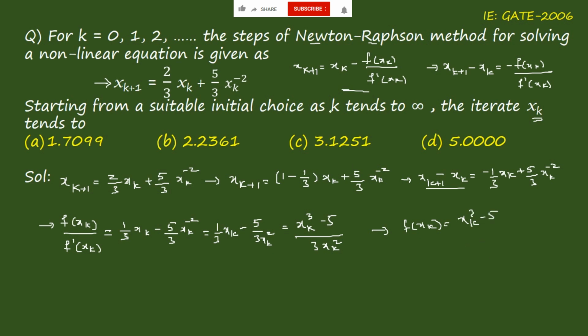Now k tends to infinity, you have to find the value x of k. So directly we can consider x of k cube is equal to nothing but 5, if you equate it to 0, as it is tending to infinity. Then x of k is equal to nothing but cube root of 5, which is equal to 1.7099. So answer option A.